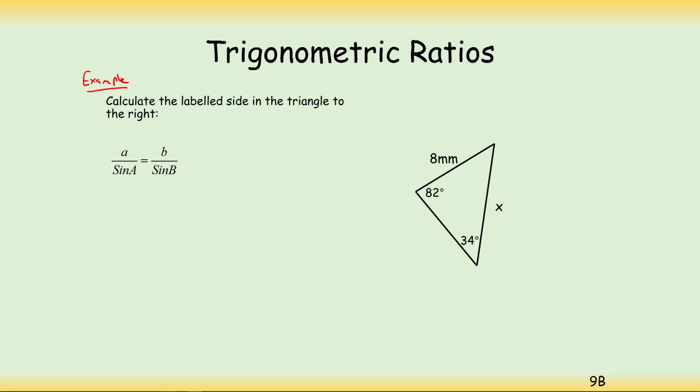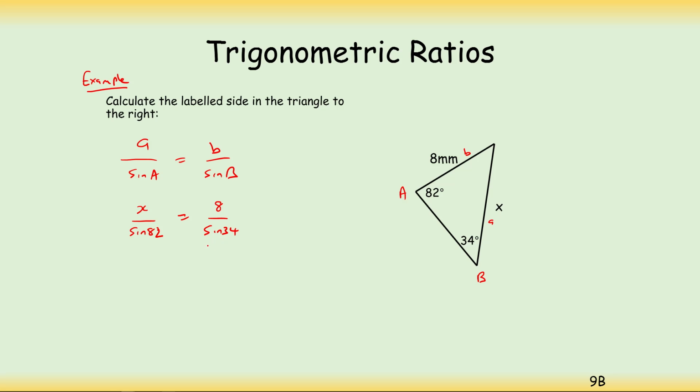So here, let's look at this example. It says calculate the labeled side. The labeled side there is that one there, x, in the triangle to the right. So we know our formula, a over sine A equals b over sine B. If we call that side a, the opposite side is going to be small a, and if we label this angle B, the opposite side is going to be small b. So if we substitute for what we have, a is x, so x over sine of 82 is equal to b, which is 8, divided by sine of 34.